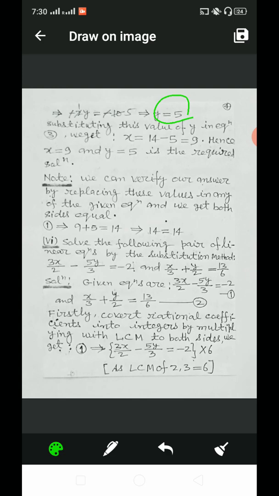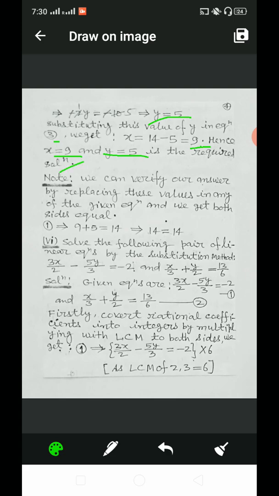Substituting this value of y in equation 3, here we get the value of y is equal to 5, so we substitute this value of y in equation number 3 to get the value of x, and this is equal to 14 minus 5 equal to 9. Hence x is equal to 9 and y is equal to 5 is the required solution.